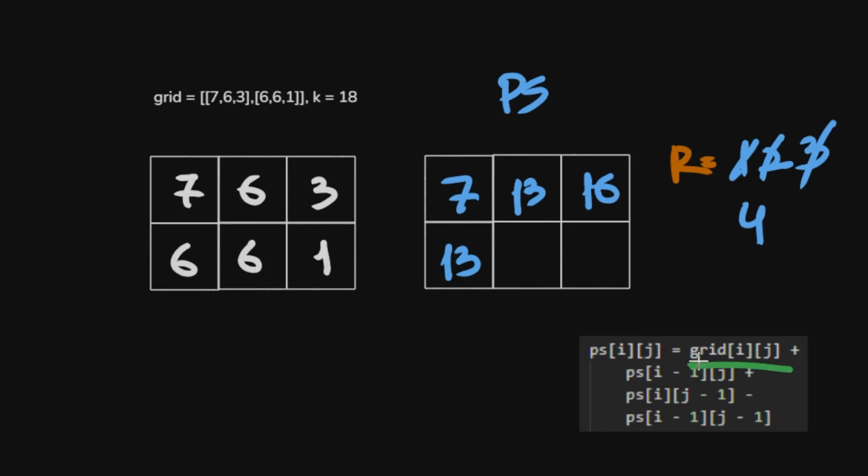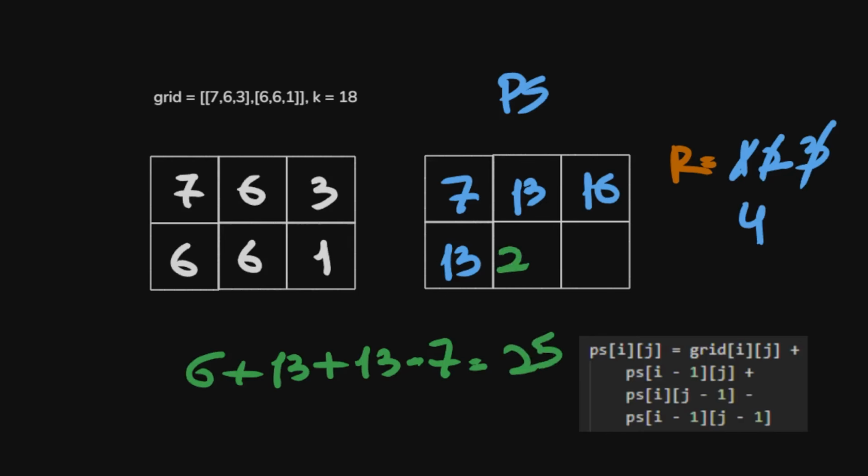So we can take the current number at this position, meaning 6, plus the accumulated number in the previous row, 13, plus the accumulated number in the previous column, meaning 13, minus the accumulated number in the diagonal, 7 in this case. And the result here is 25. So we put 25 here, and given that this is greater than k, the result stays at 4.